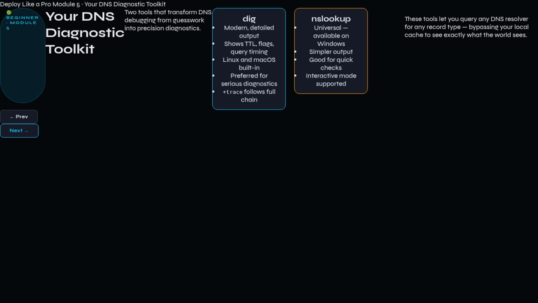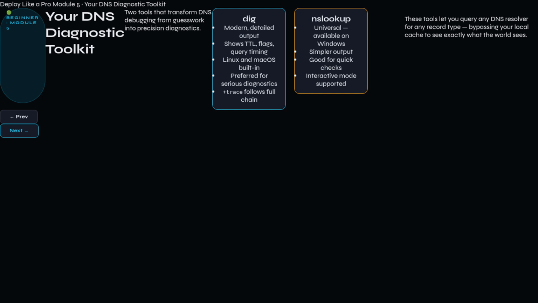When DNS isn't working as expected, two command line tools give you authoritative answers: dig and nslookup. Both query DNS servers and return the results, but they have different strengths. Dig, Domain Information Groper, is the modern, preferred tool for DNS diagnostics. It's available on Linux and macOS by default, and you can install it on Windows.